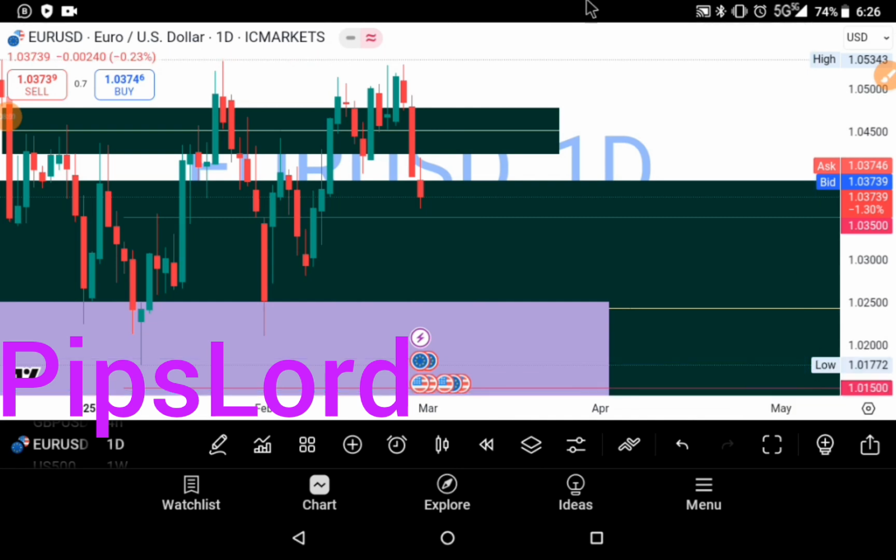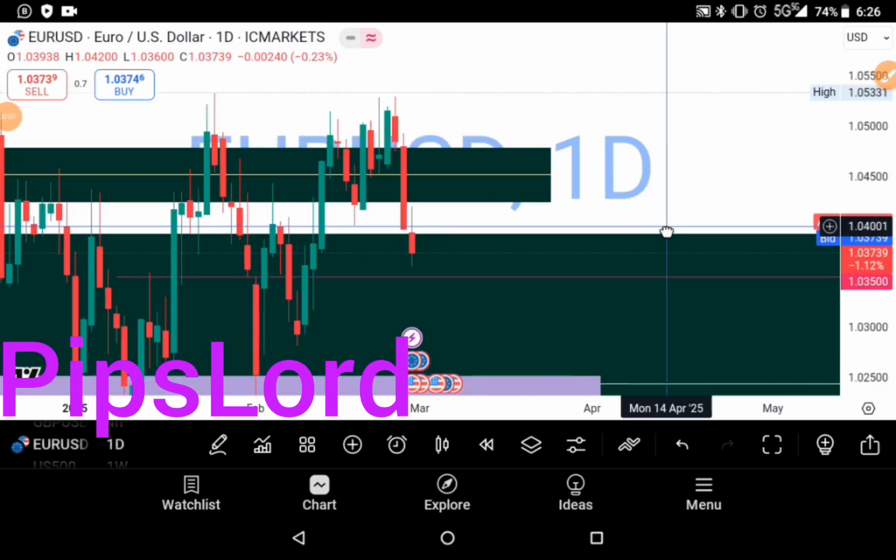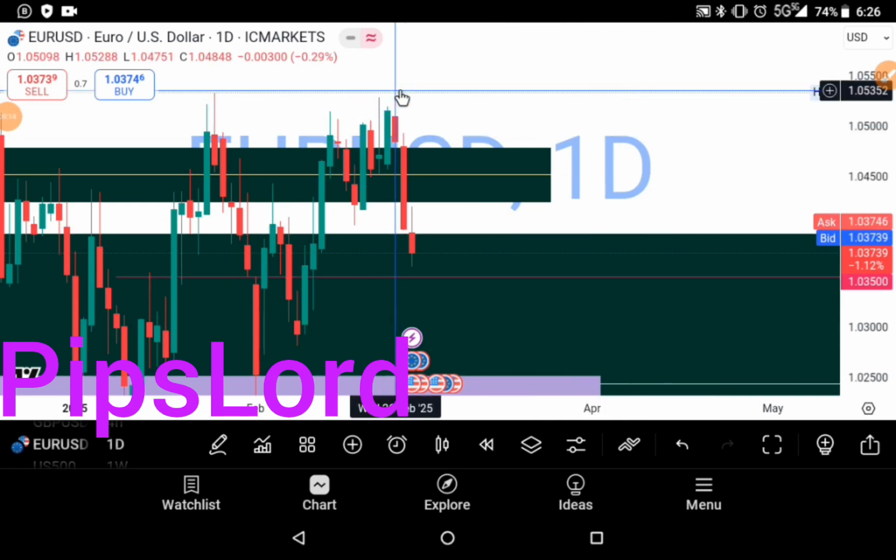1.05500, and if we could see a movement into 1.06 thousand, but we've not seen a movement into 1.05500. 1.05500 has not been taken yet.